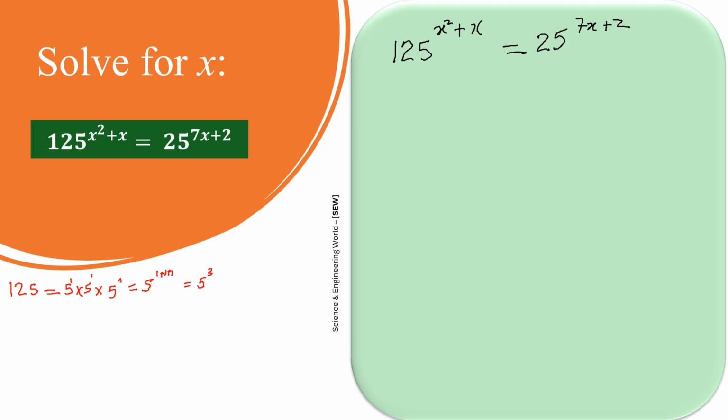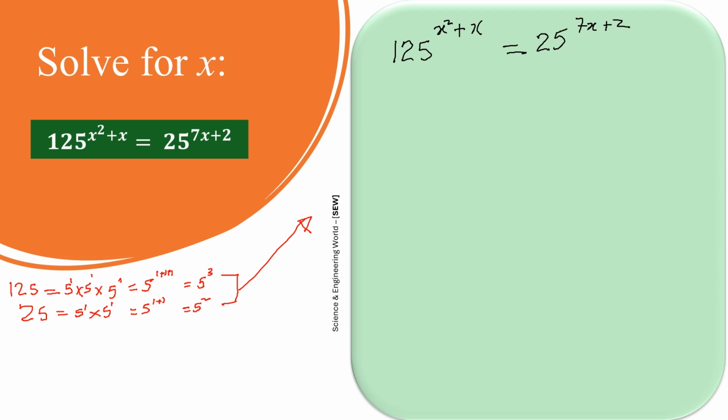For 25, we have 5 times 5, again power of 1, power of 1. That gives us 5 to the power 1 plus 1, which makes it 5 squared. So let us send this to the equation above.